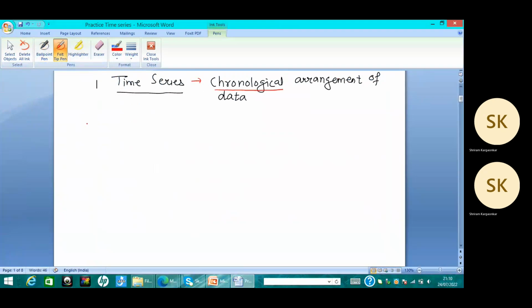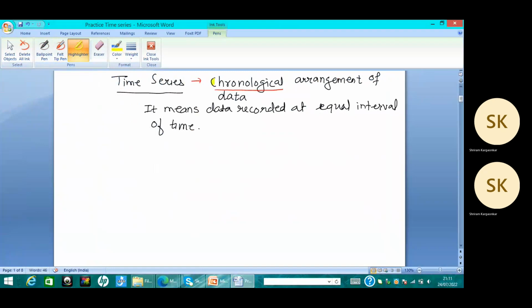We must understand what is the meaning of chronological. Chronological means data recorded at equal interval of time. So whenever we collect the data on a certain variable and we consistently do it on a regular basis, keeping the interval fixed, that is called a time series.